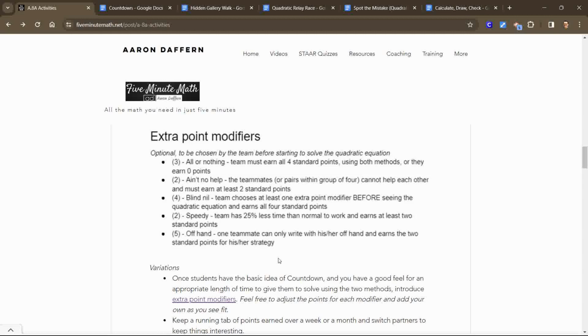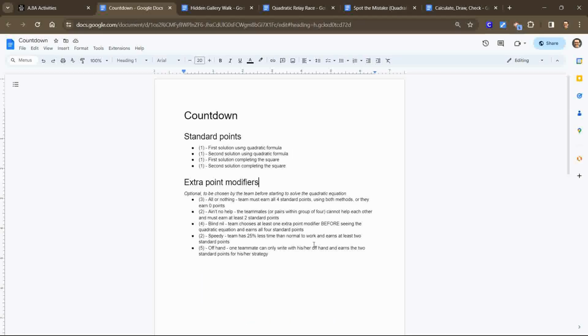Now, what makes this fun is if you want to add some extra point modifiers, and this will be something that comes up as students are starting to kind of get the hang of this. So let's look at some of our extra point modifiers. These would be optional, and this would be chosen by the team before starting the quadratic equation.